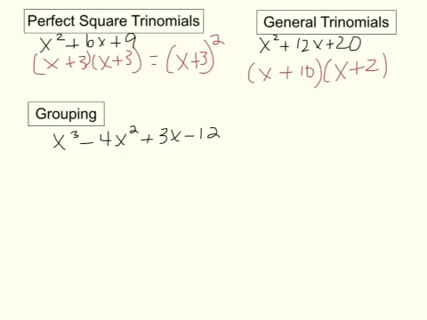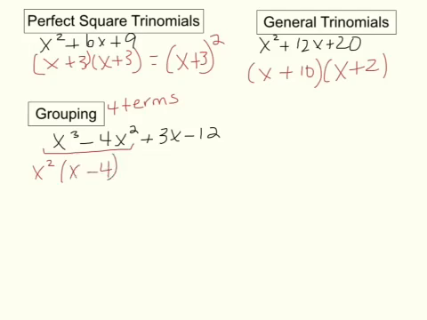Now grouping may be new. It's definitely new with the 4 terms, but if you have 4 terms, I would look into grouping first. After I've checked to see if I can take greatest common factor out of all of it, then I would try grouping. So grouping is taking the first 2 terms together and taking out the greatest common factor of just the 2 terms. So in this case, I could take out an x squared, because they both have at least 2 x's. So I would factor out an x squared. That leaves me with x minus 4.